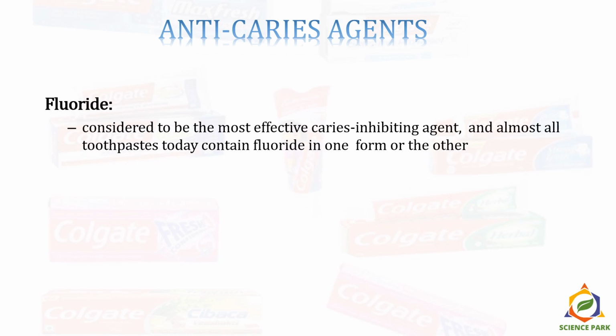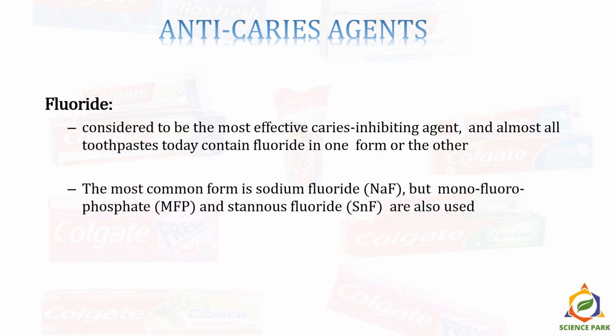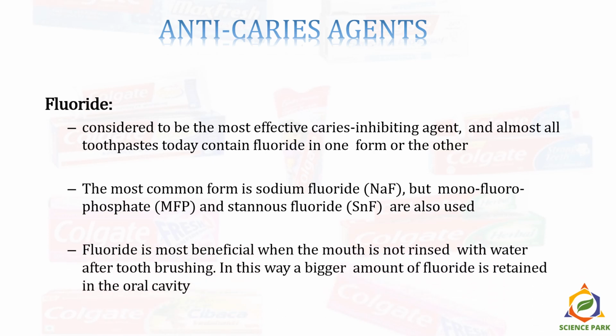Now, anti-caries agents, which are mainly fluorides. So fluorides are considered to be the most effective caries inhibiting agents, and almost all toothpastes today contain fluoride in one form or the other. The most common form is sodium fluoride. Here I have given you the formula for sodium fluoride. But monofluorophosphate and stannous fluoride can also be used as fluoride substitutes.